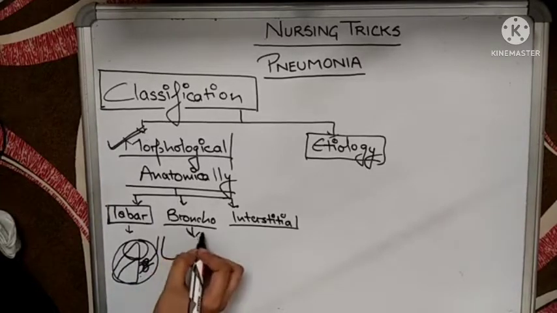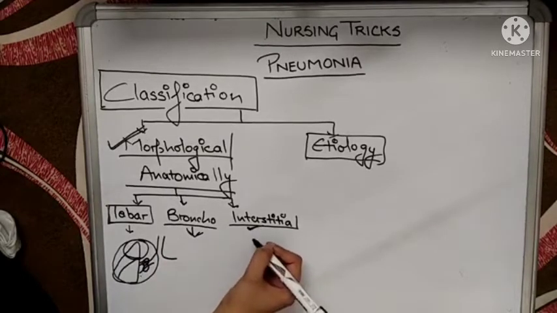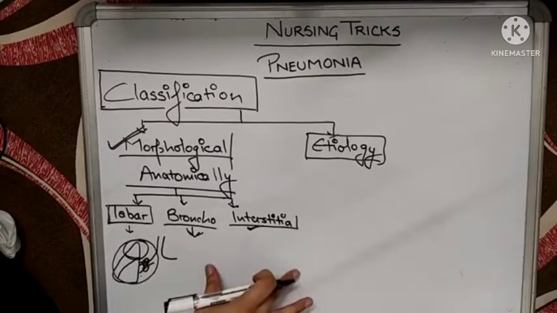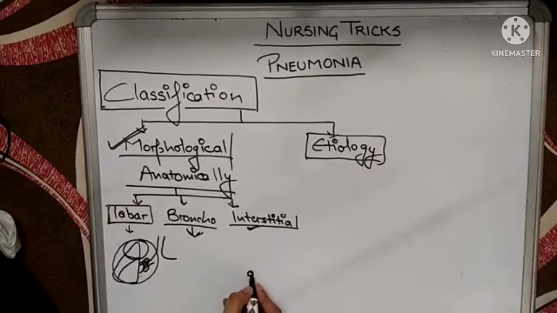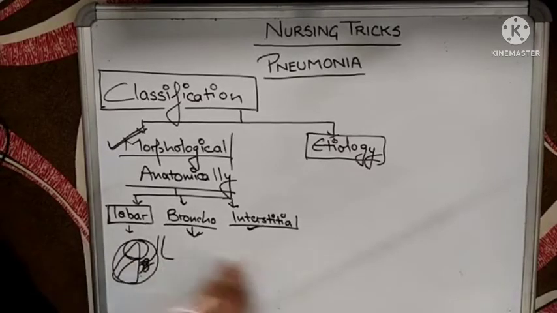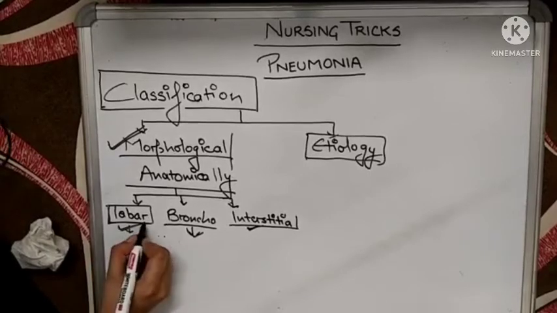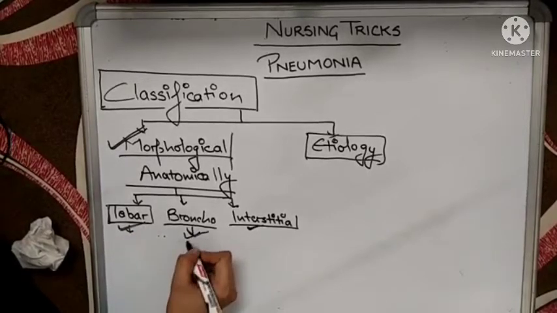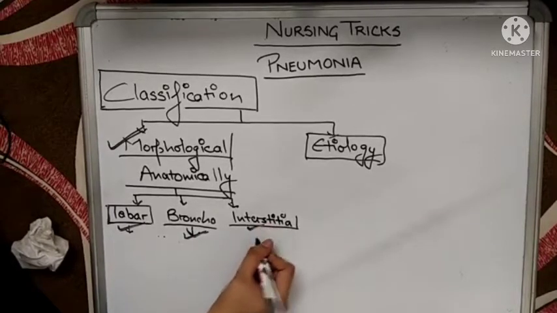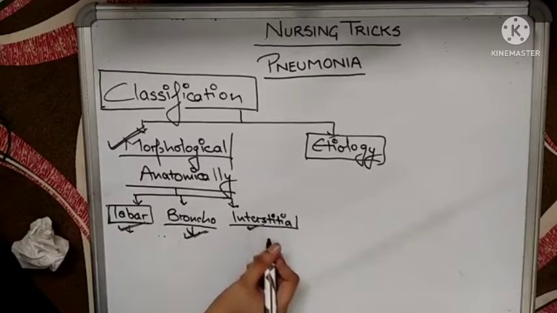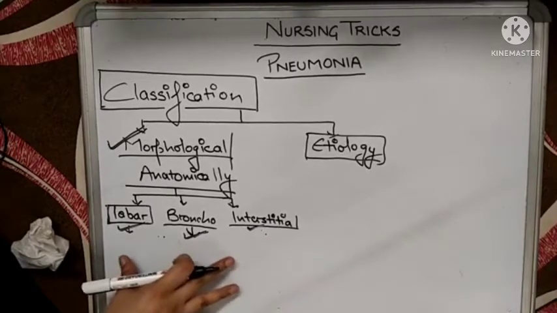So this is the bronchopneumonia. And the interstitial pneumonia is the inflammatory process which is more or less confined within the alveolar cells only. So if I have to explain in one word: in this particular pneumonia the lobes are involved, in this particular pneumonia the terminal bronchioles are also involved, but in this particular pneumonia only and only the alveoli are involved in the process. I hope this much is clear to you.